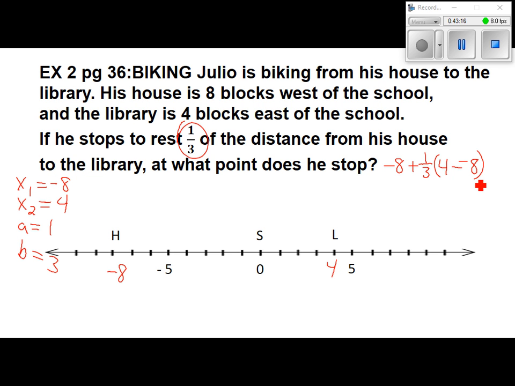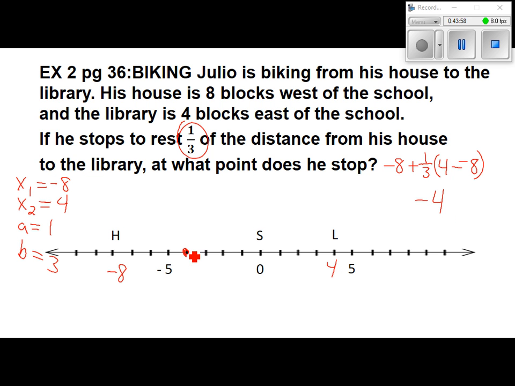Ready? You watching? Get all that? All right, so we're going to do -8. And then plus your fraction, 1/3, so 1 divided by 3, parentheses, 4 plus 8, close the parentheses. You just hit equals. Will anybody come up with -4? Am I agree with that? Yeah. So let's look here.